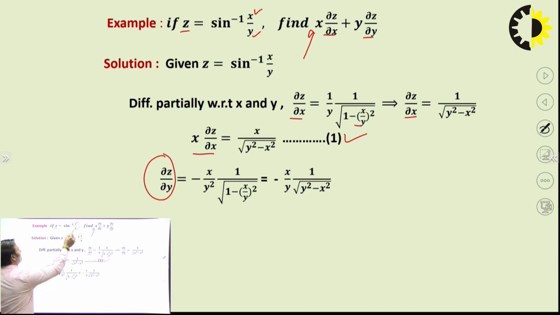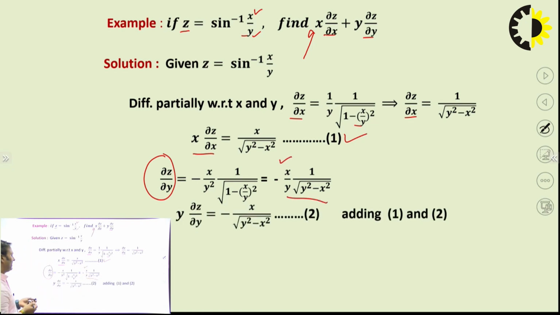Similarly, students, we have to find the rate of change of z with respect to y. Now sine inverse, because it also has y, its differentiation is going to be the same. It is minus 1 upon root of 1 minus x by y square. But in the case of y, we have to take x as a constant. So this is del z by del y.